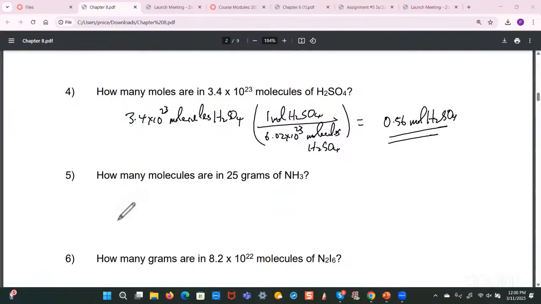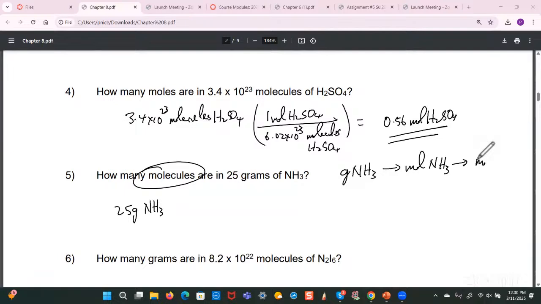Okay, what about number 5? They gave you 25 grams of ammonia, and they're asking for the number of molecules. So this looks like a 2-step process, because I would go from grams of ammonia to moles of ammonia, and then from moles of ammonia to molecules of ammonia. Right? So my question is, how would you start this up? How would you go from grams to moles of ammonia? How would you represent that here in this conversion factor?